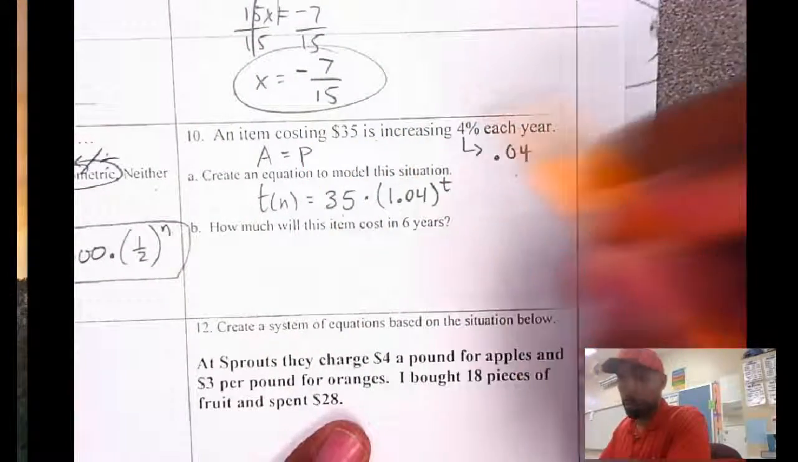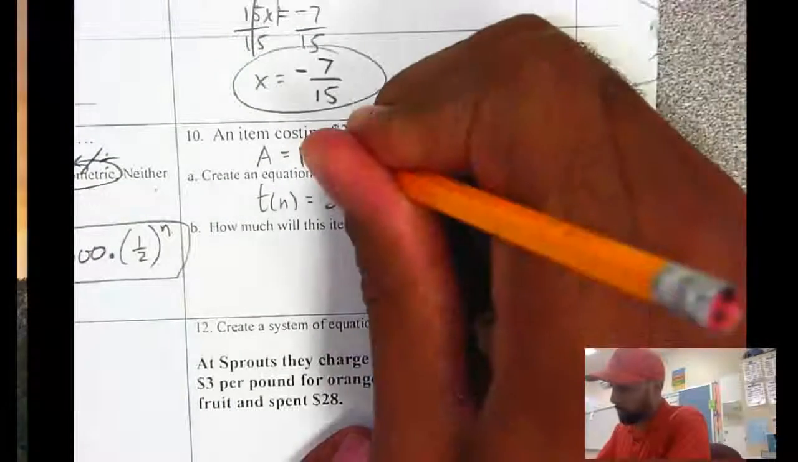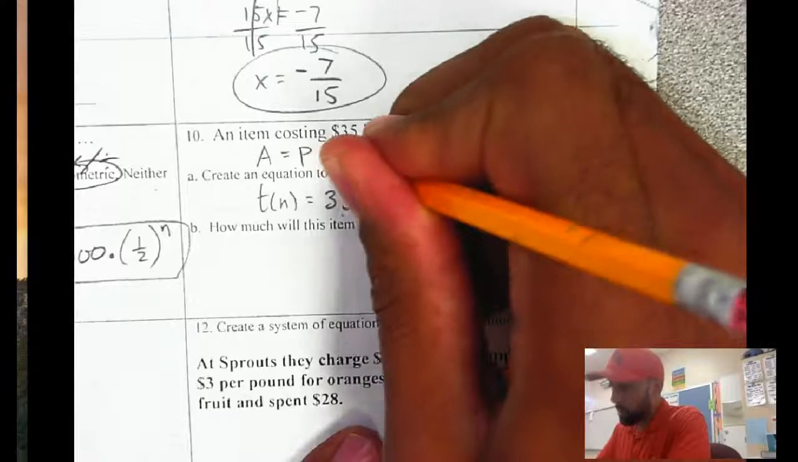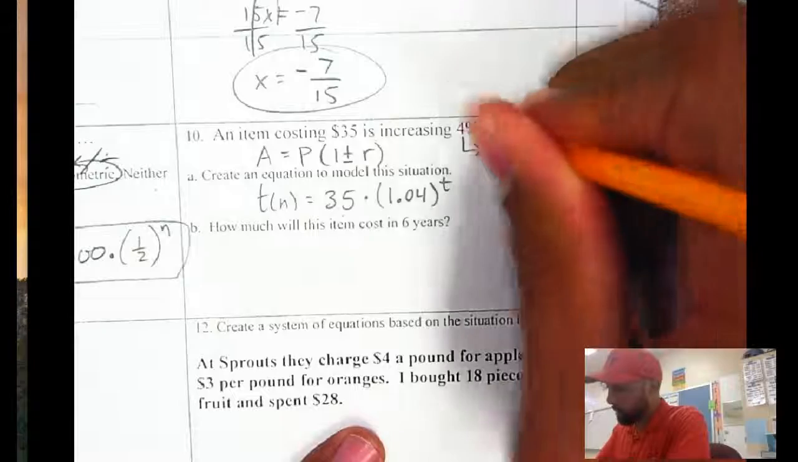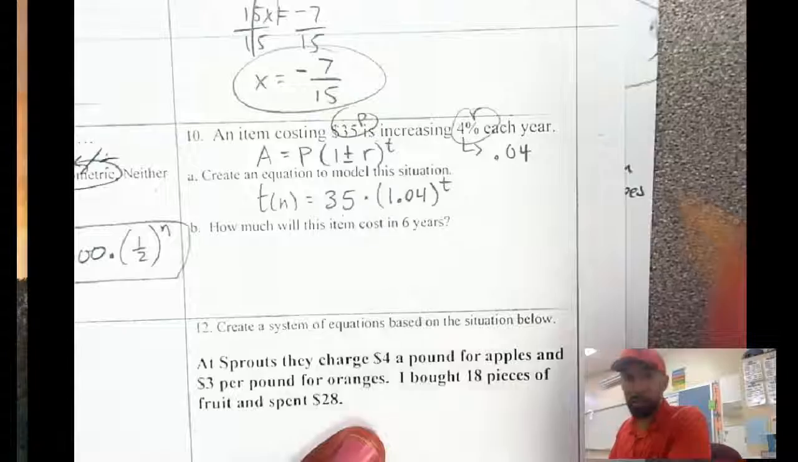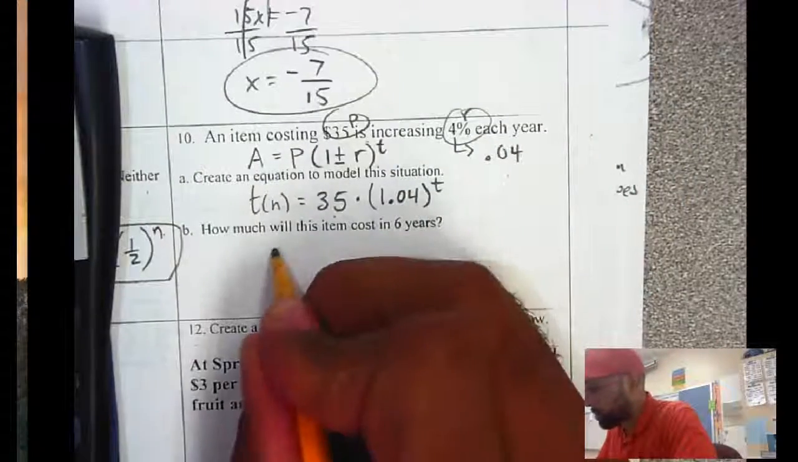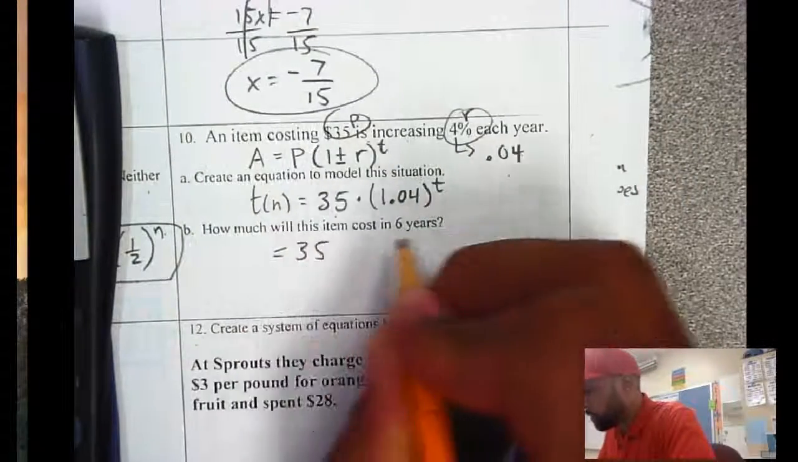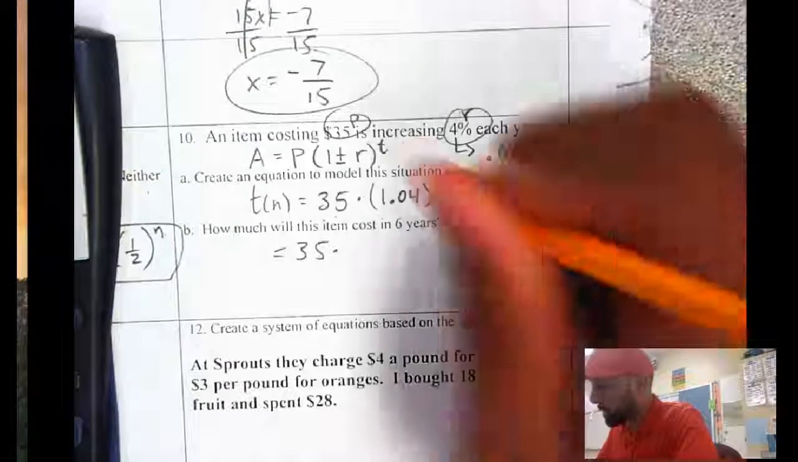So really the equation looks like this. A is equal to P, which is your first number, times 1 plus, or minus if it's going down, your rate. And the rate in this case is the 4%. Your P is the 35, and then raised to the amount of time that's passed by. Okay, so how much will the item cost in 6 years? Well, I'm just going to write out this equation. It's going to be equal to 35 times, actually this should be an n here.